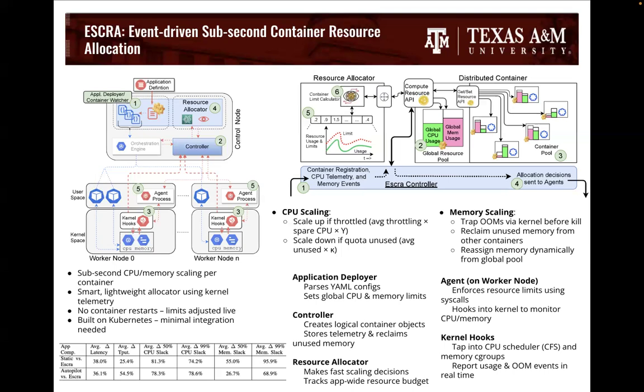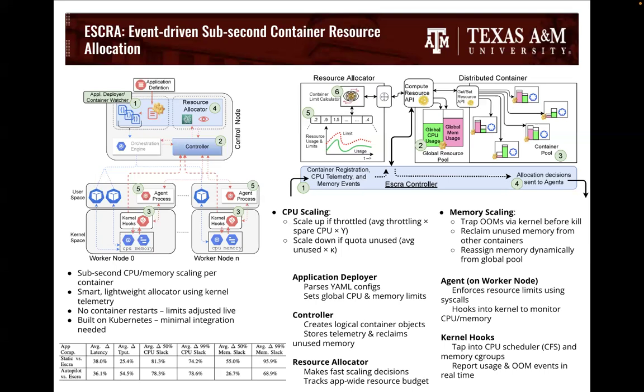So, here's how ESCRA operates. ESCRA has the application deployer that reads YAML config files, sets global resource caps, and launches containers. The controller maintains live state. It creates logical container objects, stores telemetry, and reclaims unused memory. Then, the resource allocator makes fast, lightweight decisions based on telemetry and event streams. On each worker node, an agent hooks into the Linux kernel using a custom syscall. It tracks CPU and memory usage in real time and enforces new limits without restarting containers.